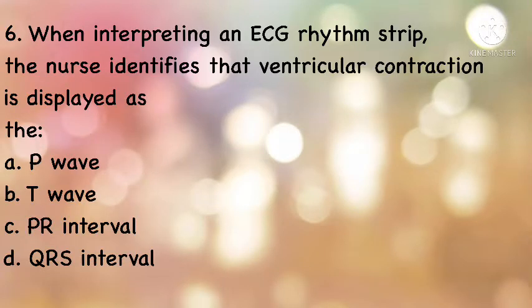When interpreting an ECG rhythm strip, the nurse identifies that ventricular contraction is displayed as the P wave, T wave, PR interval, QRS interval. इसको करेक्ट आन्सर रहेको छ डी, QRS interval.